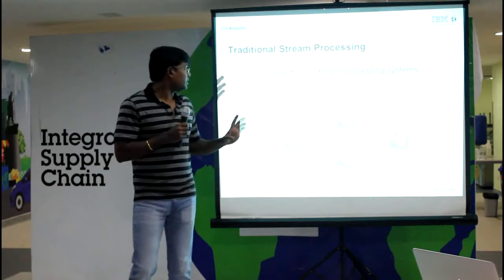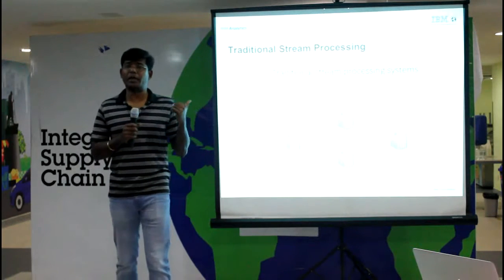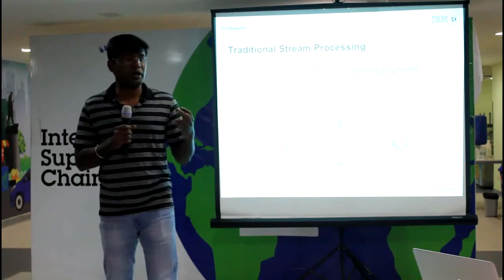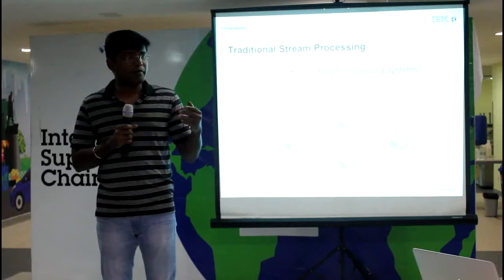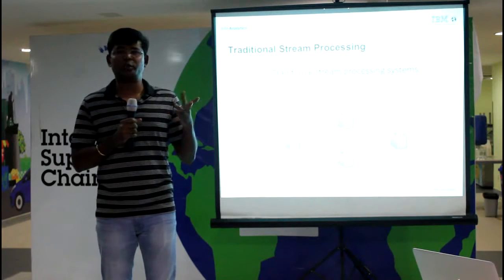So in traditional stream processing systems, what do we do? Most stream processing systems use a continuous operator model. That means there are some operators running continuously, where each one processes each event, does some processing, and spits out an output. You can assume this in Storm.